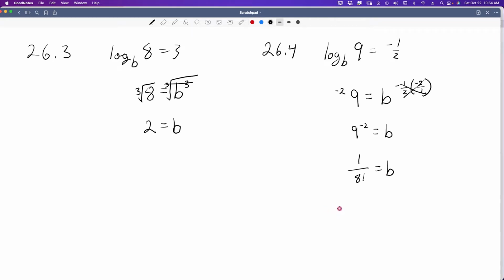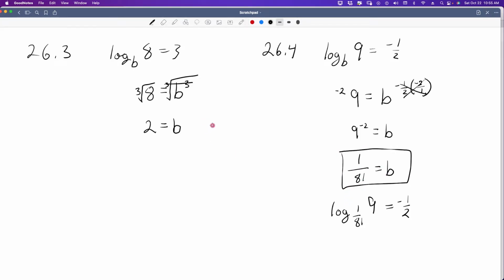That's what my answer is. I could also write it as log base 1/81 of 9 is equal to -1/2. But that's a solution, okay? This is what b is. So this is more than likely going to be the answer I'm looking for in Jupyter.